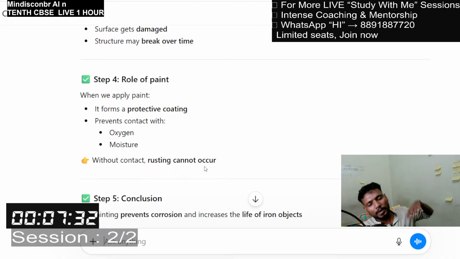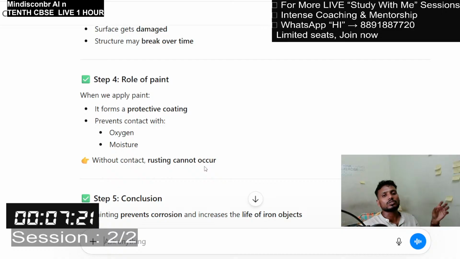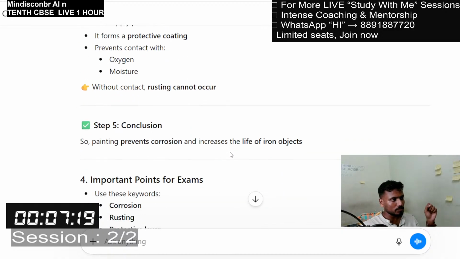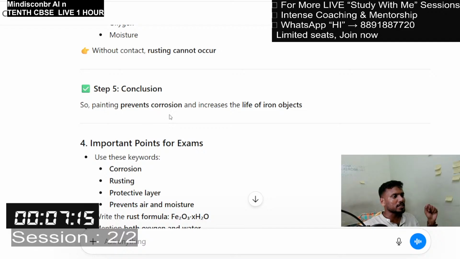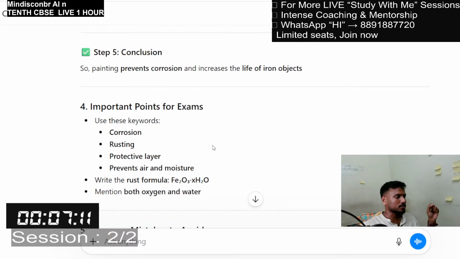So, paint acts as a barrier or protective coating that prevents oxygen and moisture from attacking the iron. Conclusion. So, painting prevents corrosion and increases the life of iron objects. Important points for exam. Use these keywords: corrosion, rusting, protective layer, prevents oxygen and moisture.